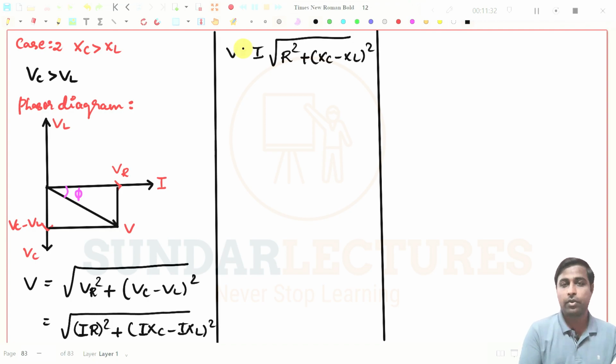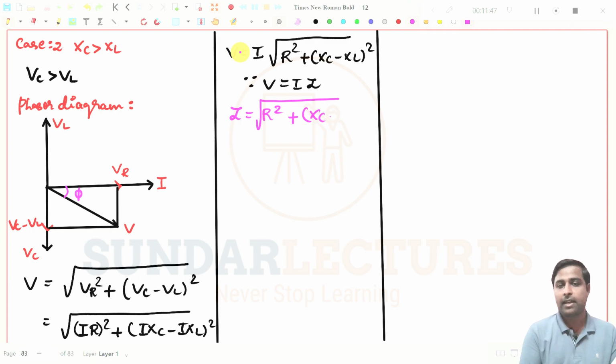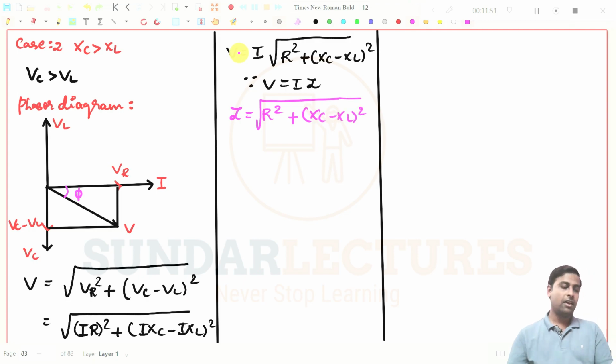And we know V will be equal to I into Z. So in this case, Z will be equal to square root of R square plus XC minus XL the whole square. So this is the final expression for Z in the case of XC greater than XL.